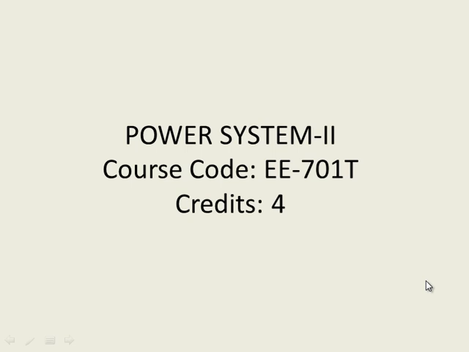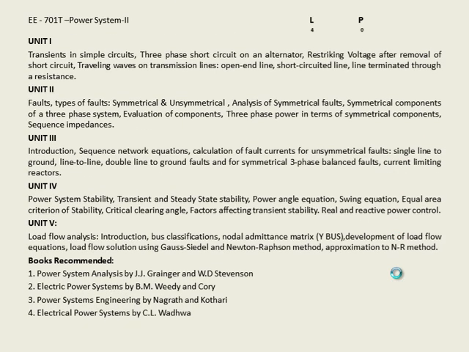So now let's have a look at your syllabus for the current semester. The course structure has been divided into 5 units. The first unit deals with transients: where they come from, what their causes are, and how we are going to deal with them.